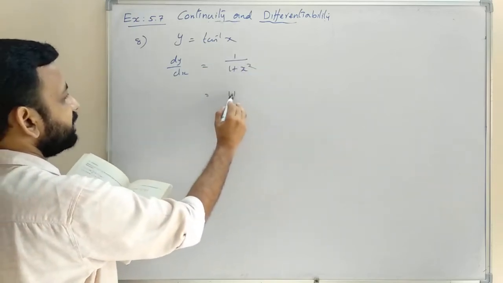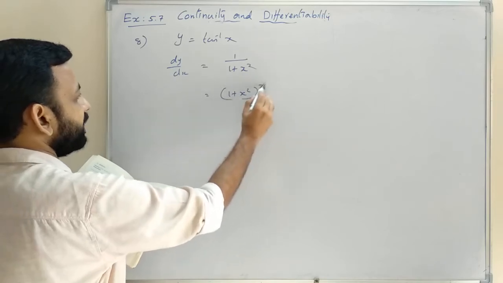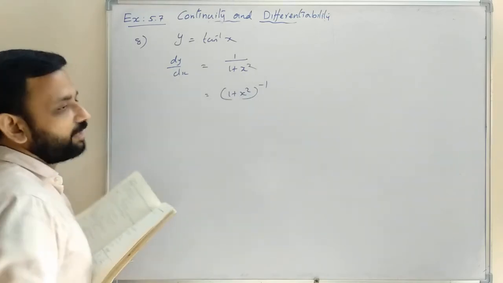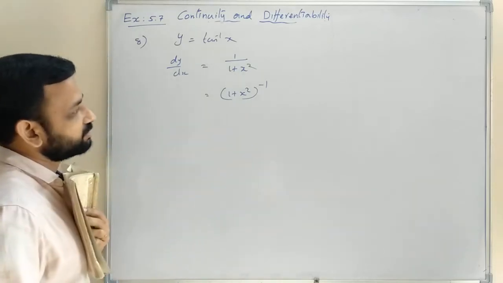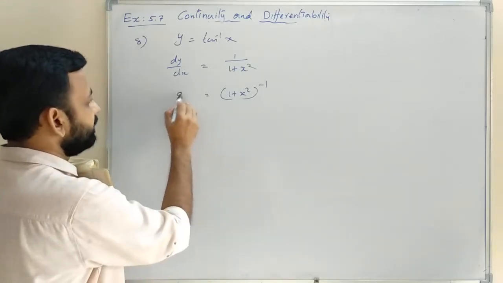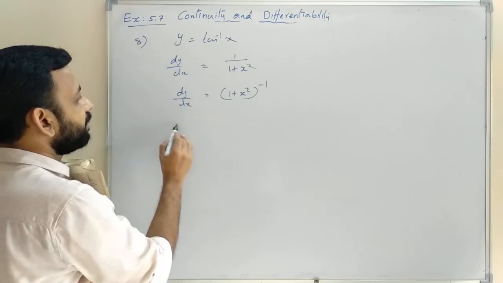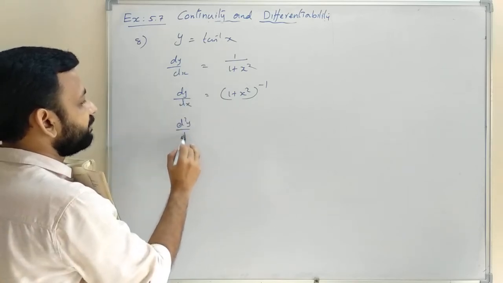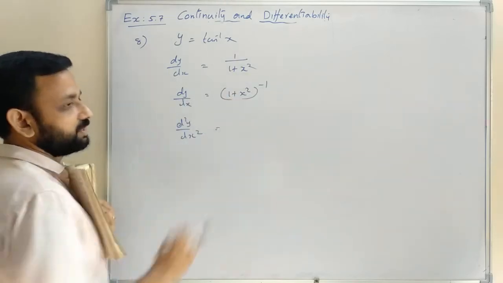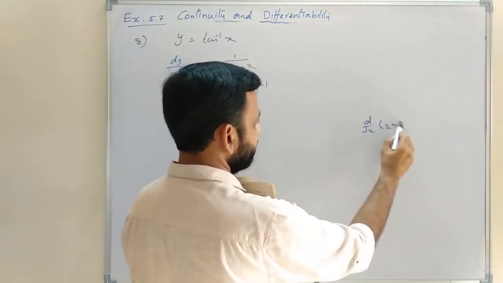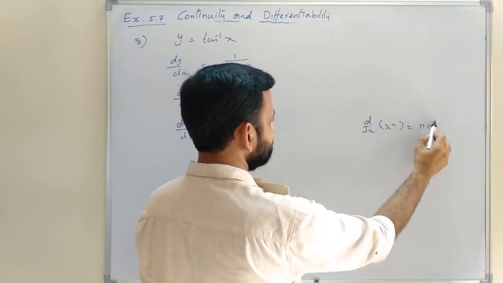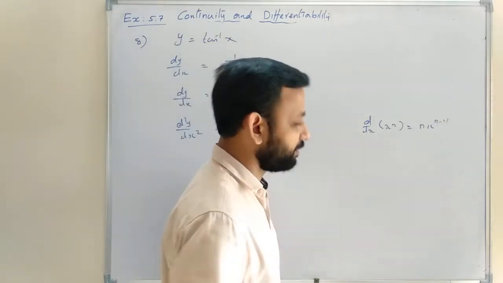That is equal to (1 plus x square) raised to the power minus 1. 1 plus x square we can take from denominator to numerator. So (1 plus x square) raised to the power minus 1, that is dy by dx. Now we can find d square y by dx square. Derivative of x raised to the power n is n x raised to n minus 1, so we can use that formula.